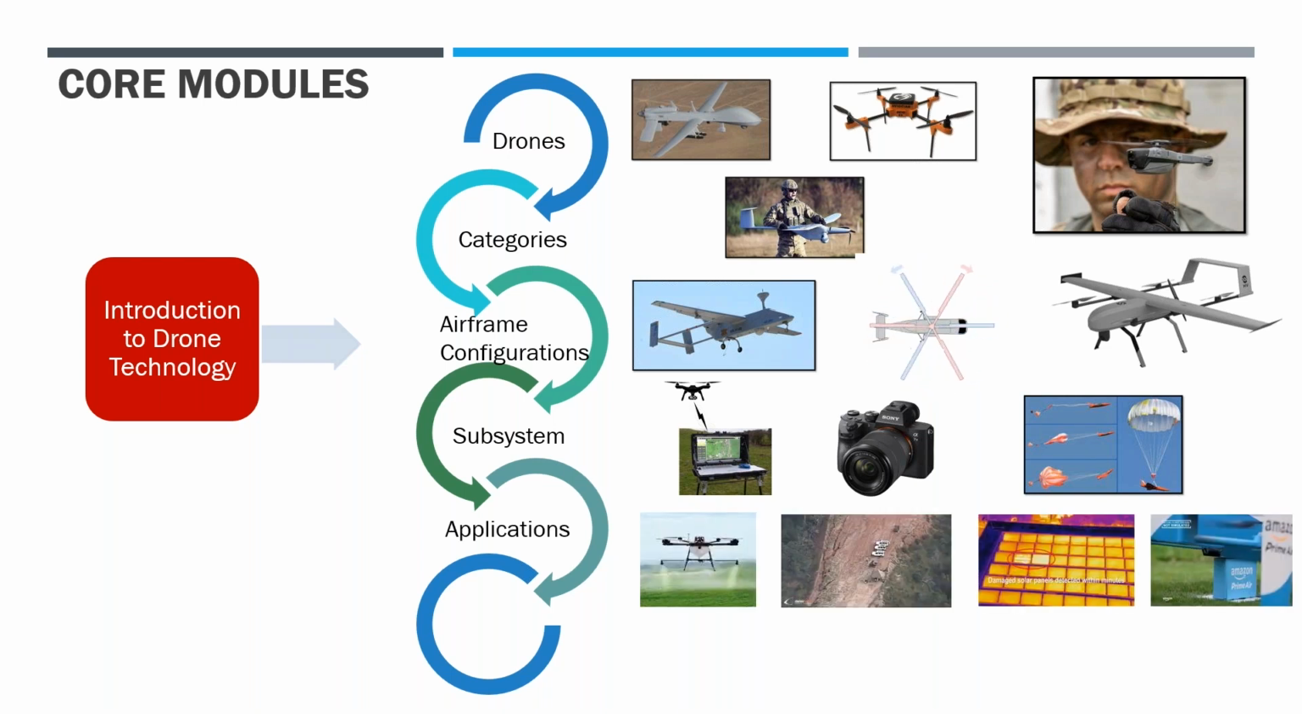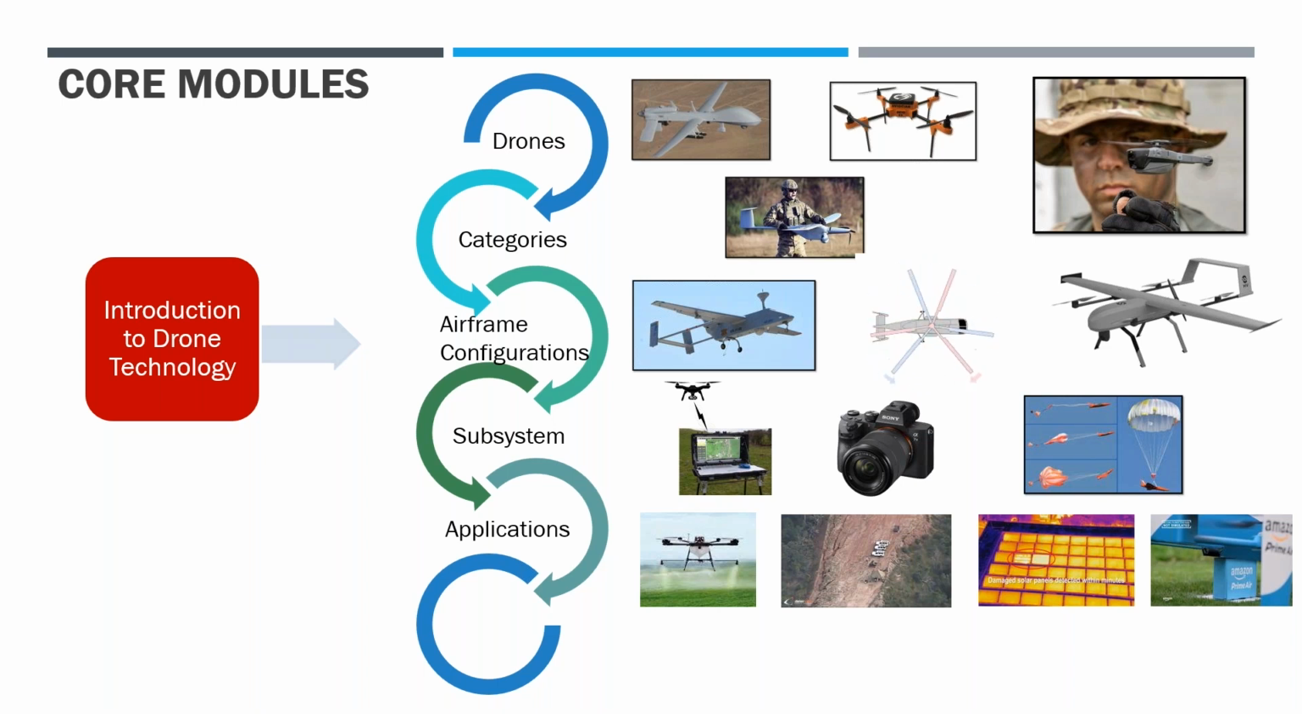And then finally the application part of it, where you can use these drones in terms of agriculture, or in terms of surveillance in forests, or you can use them for solar panel inspection to identify which panels are working and which are not working.